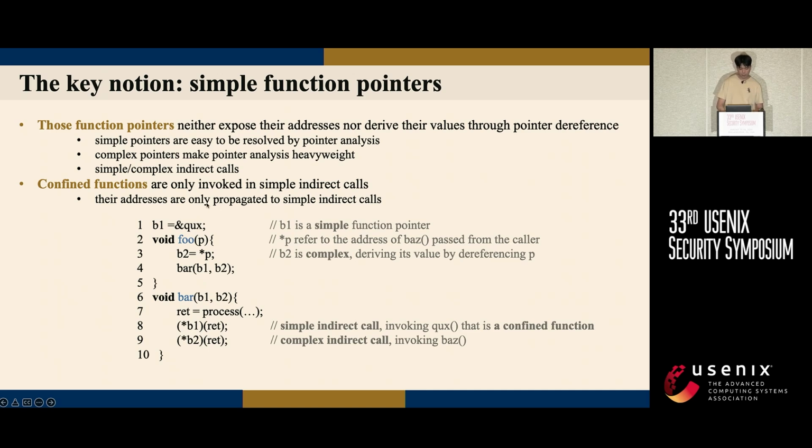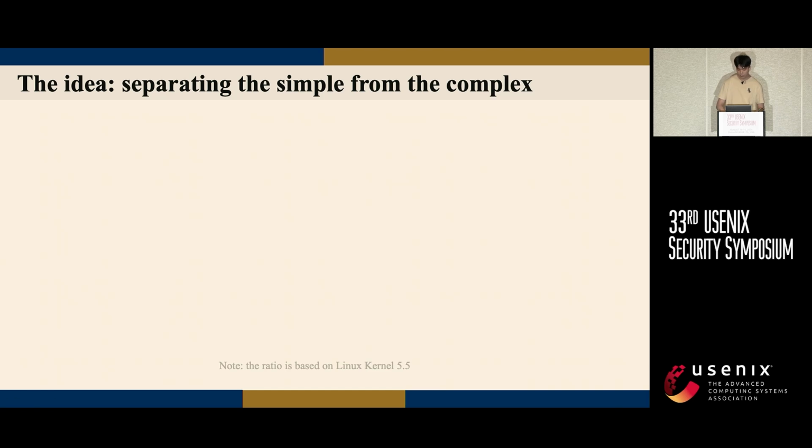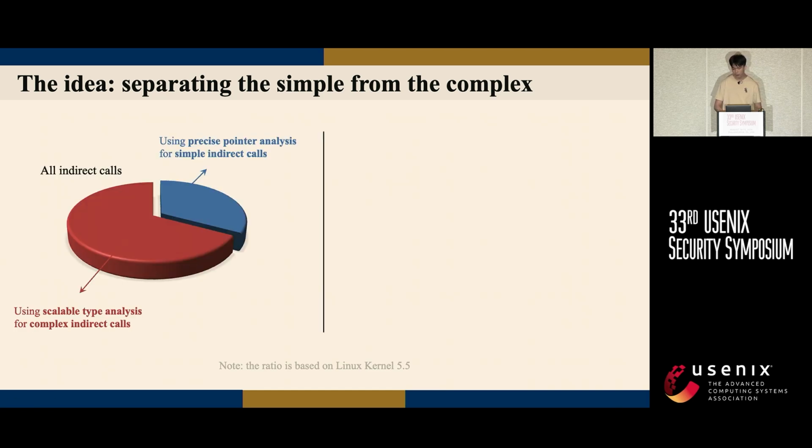And furthermore, the function QS, as our definition, is a confined function because its value only propagates to the line A, which is a simple indirect call. So based on this notion and the characteristic of the function pointer, the key idea is to separate the simple indirect calls from the complex indirect calls. Specifically, we can use the points-to analysis to resolve the simple indirect calls to embrace high precision, and then use the type analysis to resolve the complex indirect calls to avoid the performance penalties.